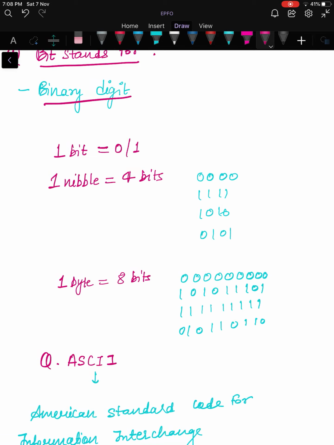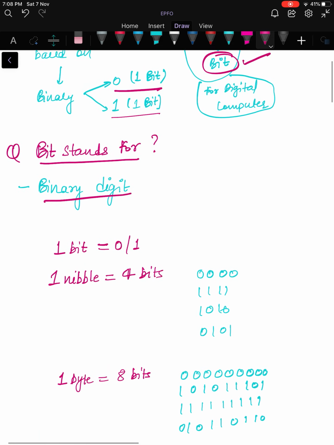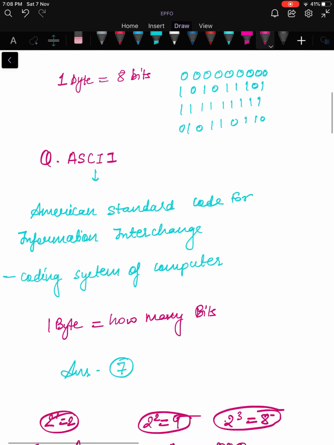1 nibble has 4 bits and can be arranged in this form. 1 byte has 8 bits. So 1 bit is 0 or 1, 1 nibble is 4 bits, 1 byte equals 8 bits. So it can be arranged in this form.